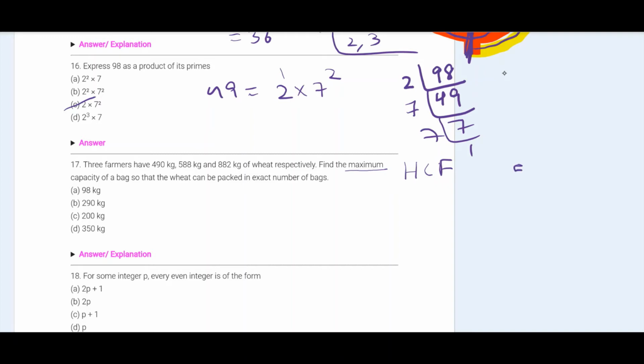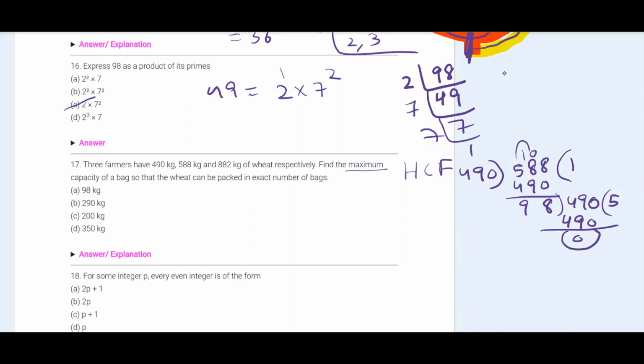Dividing 588 with 490. 490 is close to 588. 490 1 times is 490. The remainder is 98. Dividing 490, 98 into 5 times will give you 490. So the remainder is 0. 98 is the HCF of the first 2 numbers. Dividing the next number 882 with 98.